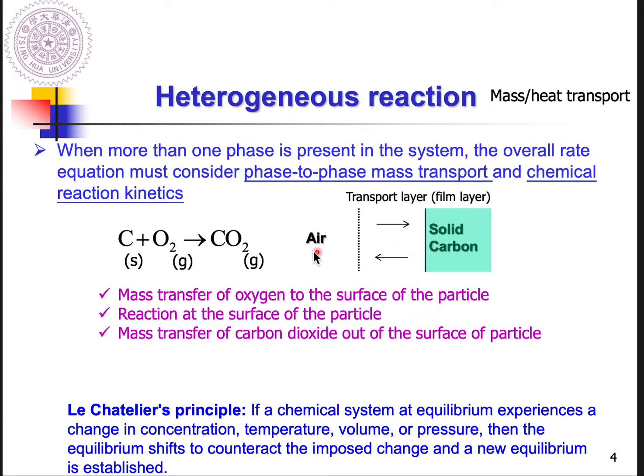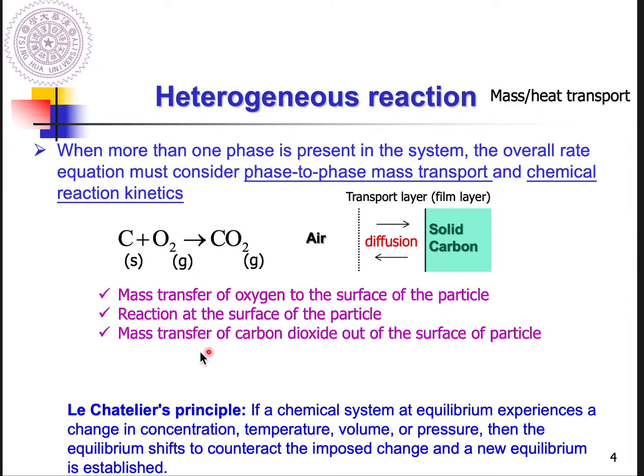So between the gas and the solid phase, we call it a thin layer, and inside this layer the molecules are transported, so they diffuse through this layer. So the oxygen is transported or diffused through this film layer to arrive at the surface of the solid carbon. So the first step will be the mass transport of oxygen to the surface of the particle inside the film layer. Then this will allow the oxygen molecule to react with the carbon.